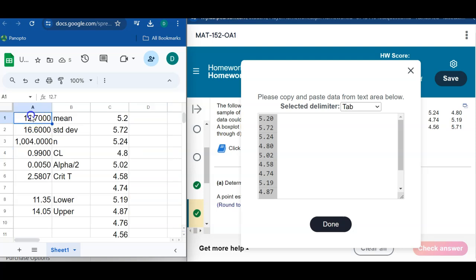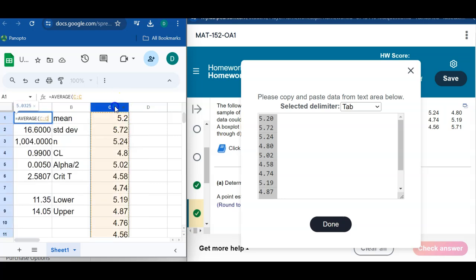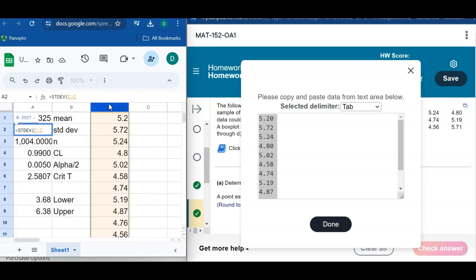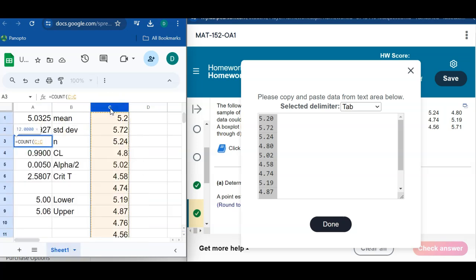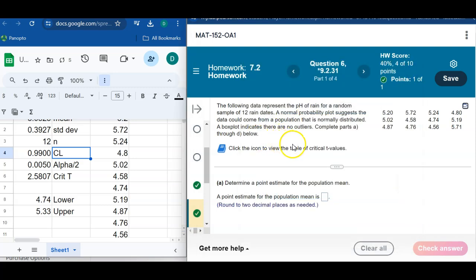And instead of this being just a number I plug in, I'm going to type in equals average, and just click the column where I pasted my data. Same thing here, equals standard deviation, and click the column where I pasted my data. For n, the sample size, you can do equals count, and click where you pasted your data. It'll tell you how many numbers are in there. And then the confidence level hasn't been determined yet, but we'll get to it in just a second.